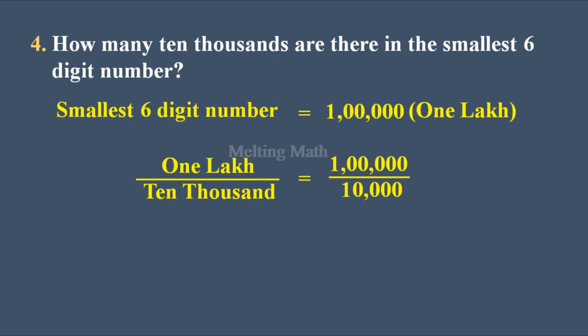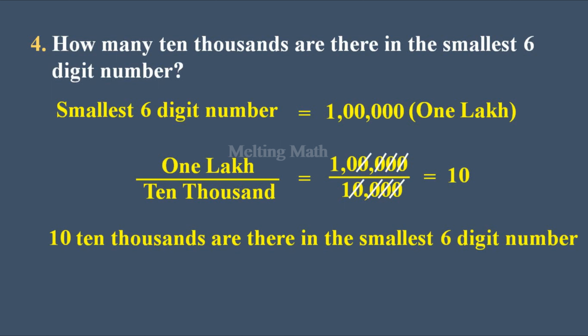Okay, so just cancel the zeros first: cancel this 0 for this 0, next cancel this 0 for this 0, next cancel this 0 for this 0, next cancel this 0 for this 0. Okay, the remaining number is 10. So that's it. So 10 ten-thousands are present in the smallest 6-digit number. This is the answer. Okay, smallest 6-digit number is nothing but 1 lakh.